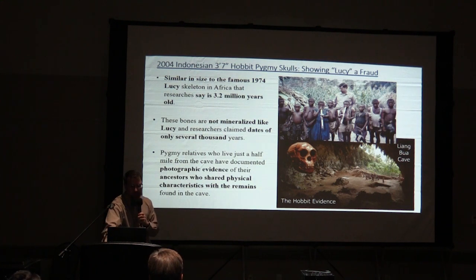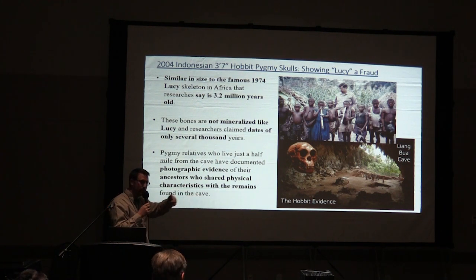So we've got this Indonesian find. It's called the Hobbit Skull, in the Liang Bua Cave, 2004. This was not fossils. These were just bones. So remember, the difference between a fossil and a bone is a fossil is a rock. It's a bone that turned into rock, okay?